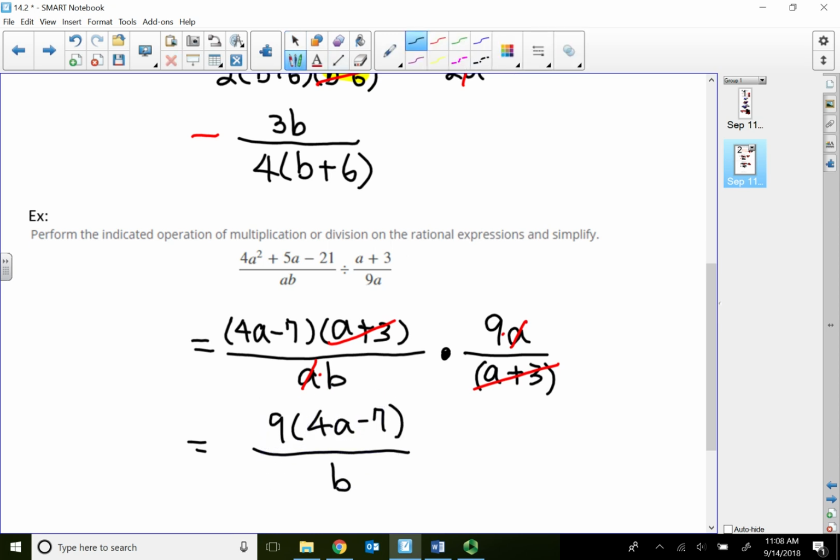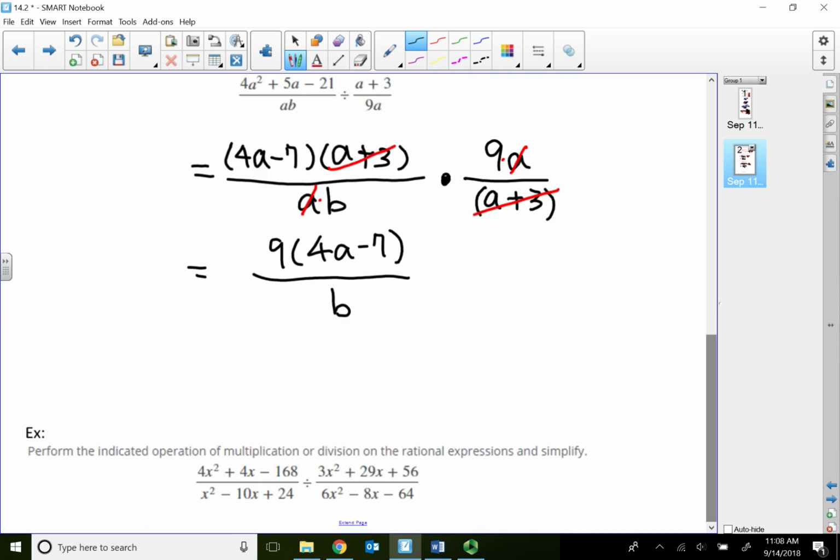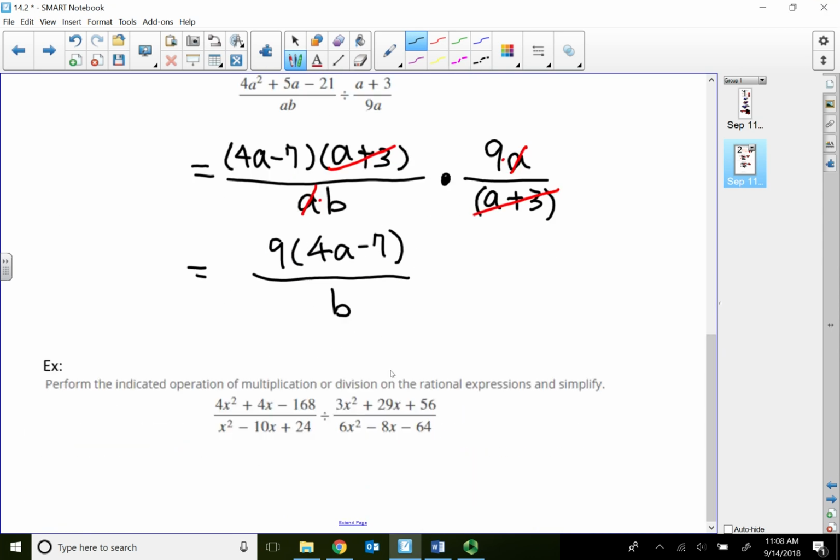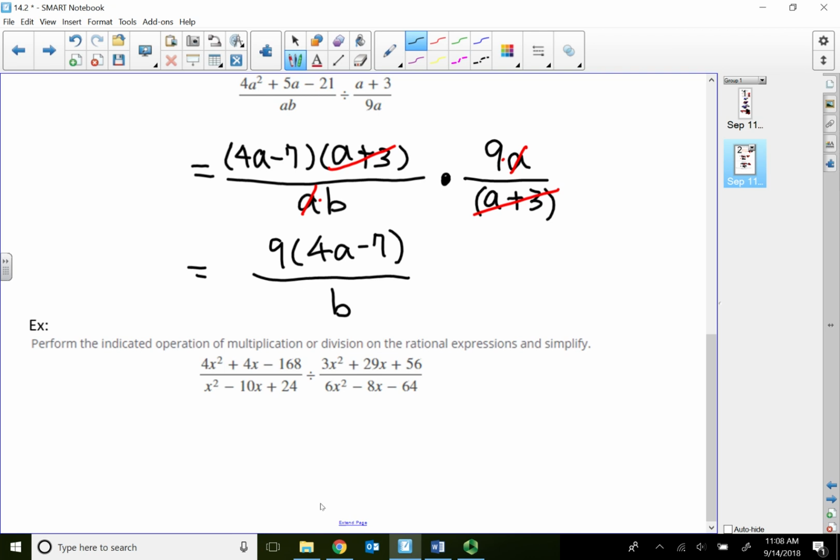Okay, that will be it. All right, try another one. Oh, this one is a pretty big one. Let's factor all these trinomials.